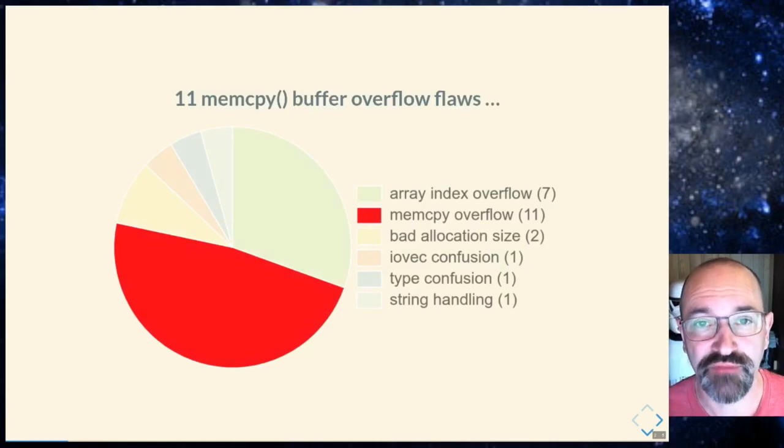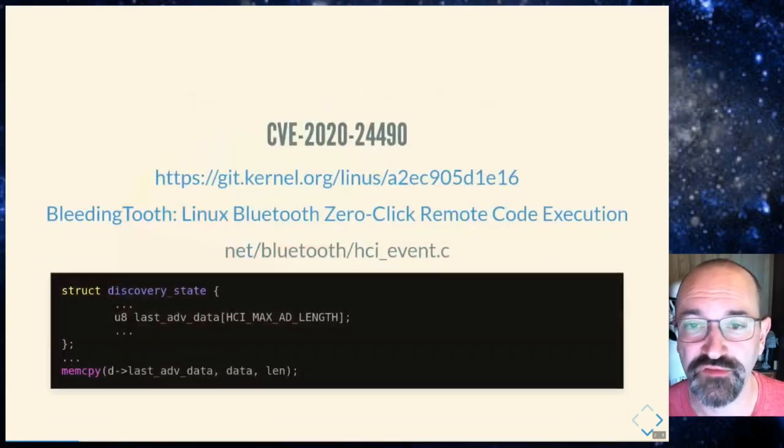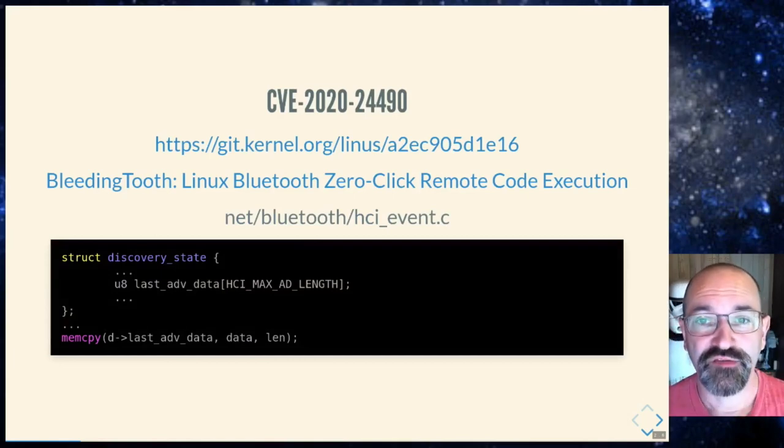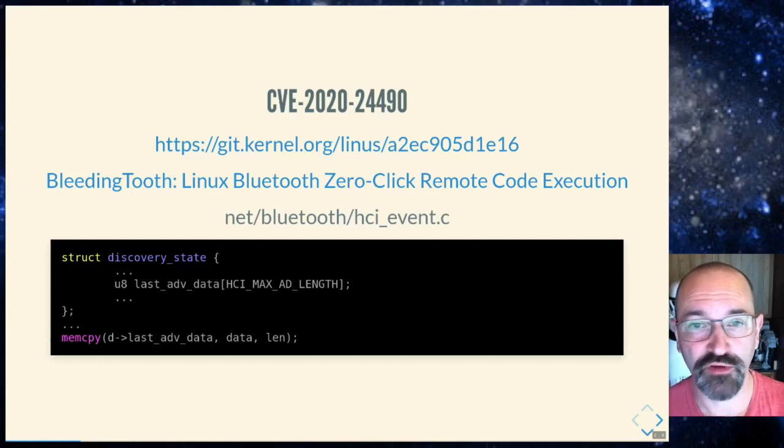So that leaves us these 11 memcpy buffer overflow flaws. Basically, we're writing past the end of a destination. It's actually the case that made me go look at the data, look at what the historical weaknesses were with the kernel: the BleedingTooth flaw. This was a zero-click remote code execution in Linux Bluetooth. And it's the classic problem. We've got this last advertised data with a fixed size, but the length that we're copying into it was attacker controlled, and there's no checking for this, and it happily writes right past the end of that array.